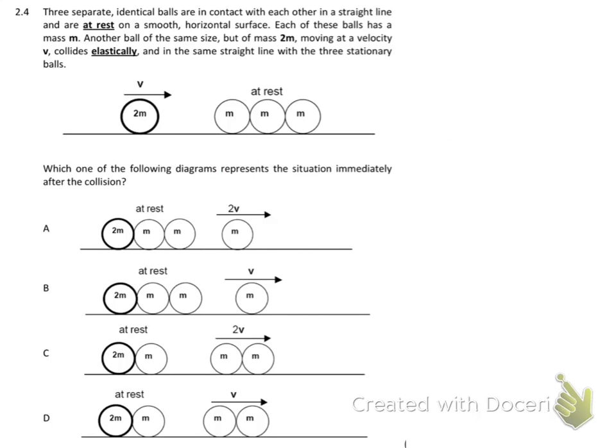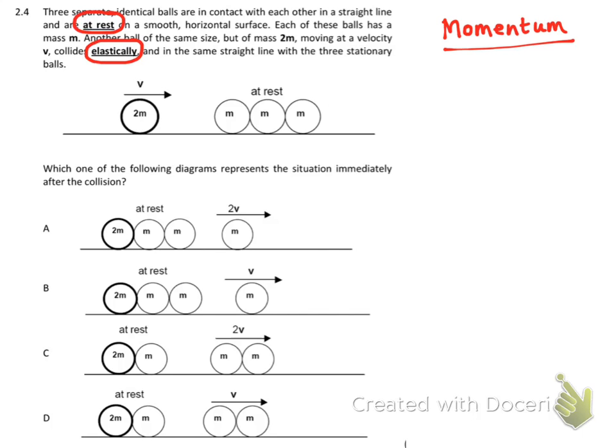Right, 2.4. We've got three separate balls that are in contact with each other that are initially at rest. And then we have another ball of mass 2m coming in at a velocity of v, and it's colliding elastically. Now, there are two key concepts that you need to be sure of before we answer this question.